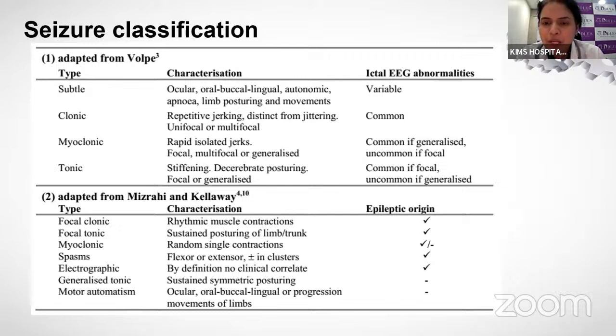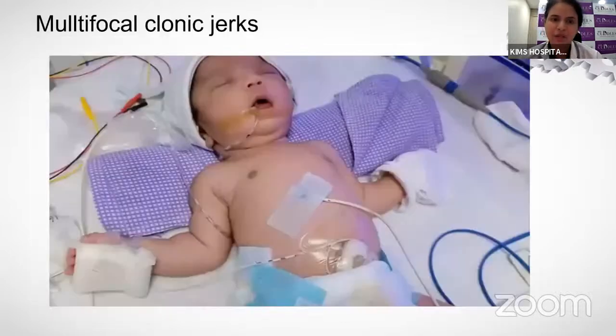And again, EEG correlation is common with focal tonic seizures and is almost always absent in generalized tonic seizures. So one needs to note that in up to 50% of neonatal seizures, EEG correlation may actually be absent. So this is what we discussed was a Volpe-based classification of neonatal seizures. We have some other systems of classifying neonatal seizures with some degree of overlap.